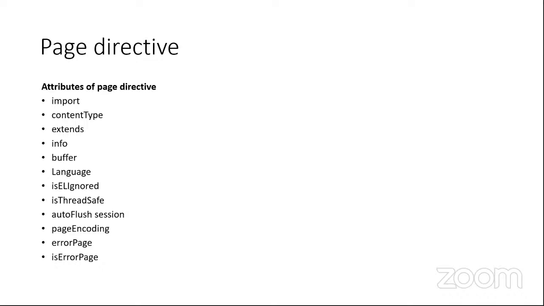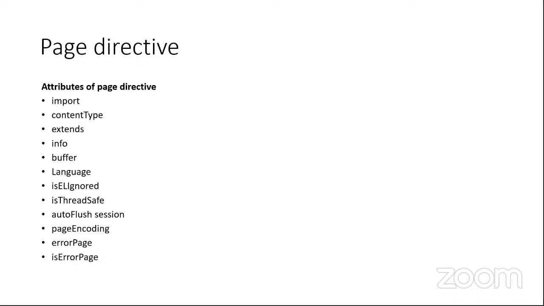Here you can see the attributes of the page directive. What are those attributes? We have import, content type, extends, info, buffer, language, is expression language ignored, is thread safe, auto flush, session, page encoding, error page, and is error page. Import works like a Java import. If you want to use any particular component like a class, interface or methods, we can use those components by using this import attribute of the page directive.